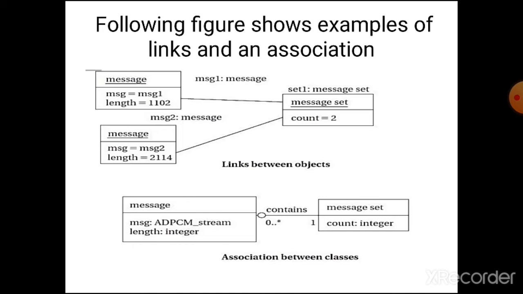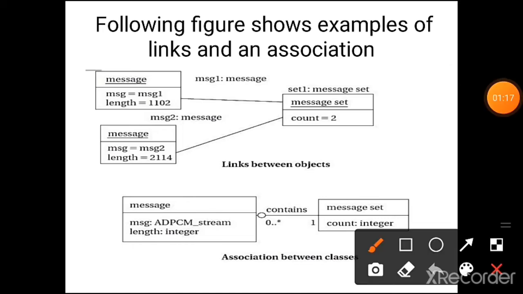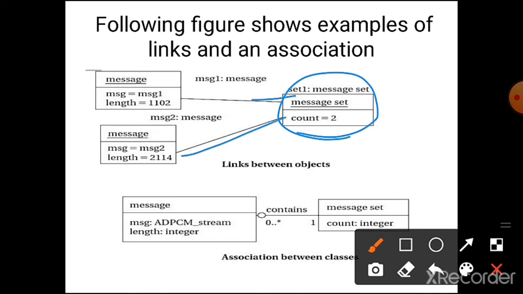active messages. So here this message class tracks the number of active messages, and it points to the active messages. So these links point to the active messages. In this case, the link defines the relation contains. It defines the contain relation. That is, this message set contains two object messages or two active messages.